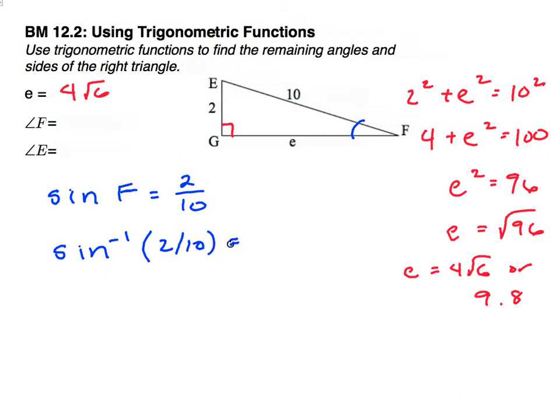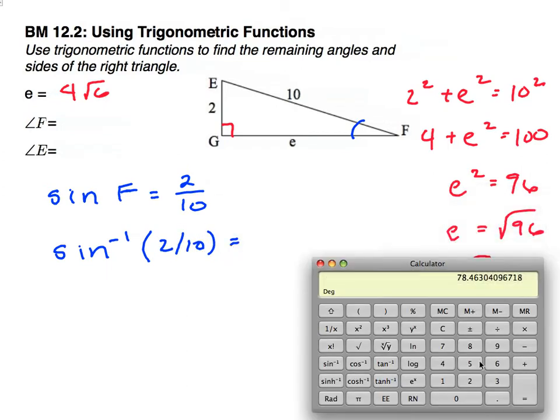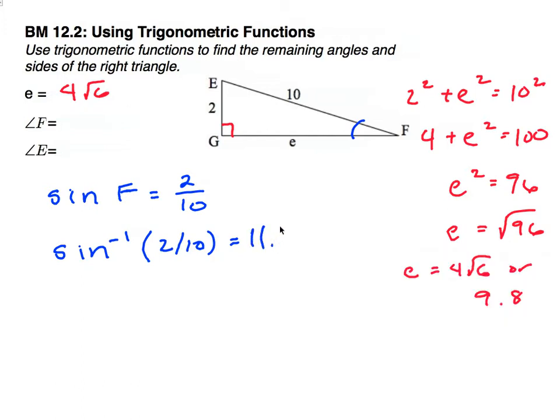I'm going to go to my calculator now and punch in 2 divided by 10 equals, and then hit shift and inverse sine, and it gives me 11.54, and that is in degrees, which is fine. I can do degrees or radians, but I'm going to do degrees, so I'll just say 11.5 degrees.